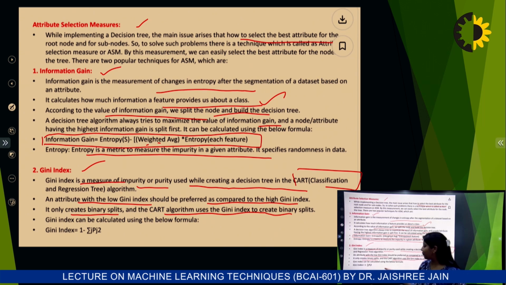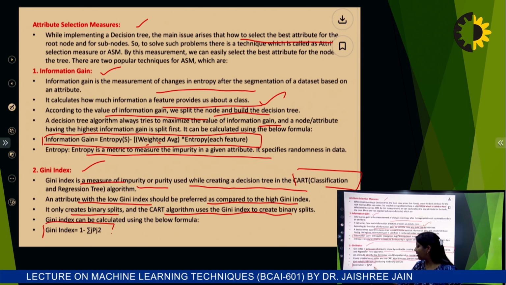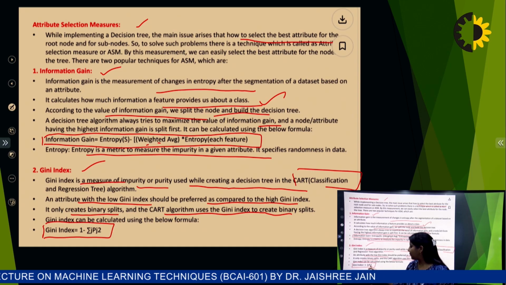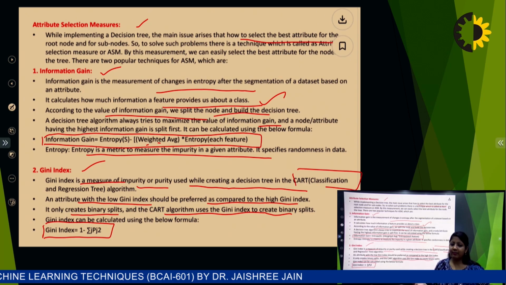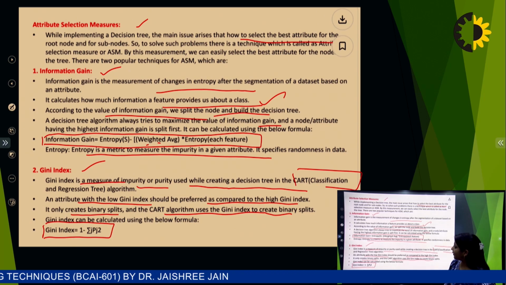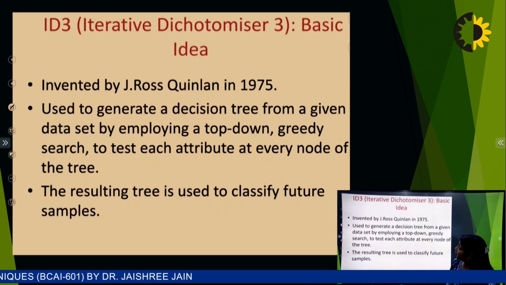So we have the formula of Gini Index here: 1 minus the summation of P squared, where P means probability, summation over j of P_j squared. So this is the formula of Gini Index. Next we move to the ID3 algorithm, that is Iterative Dichotomizer 3. This is the full form of ID3.